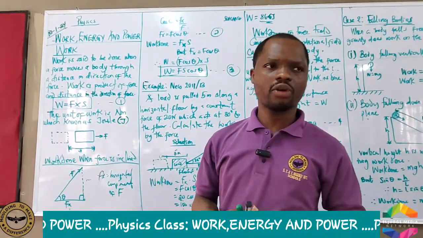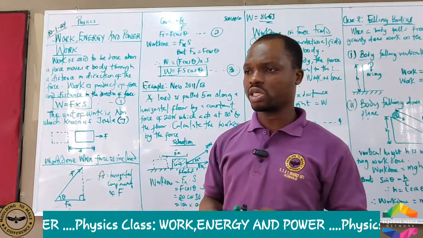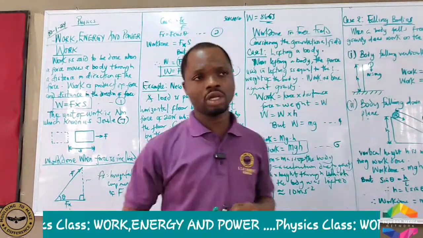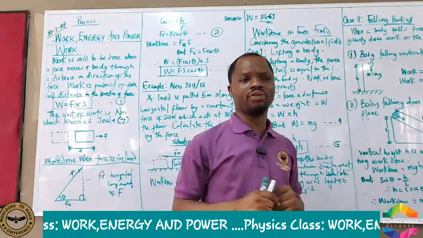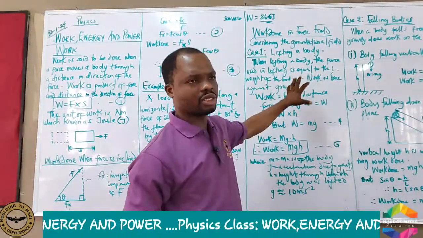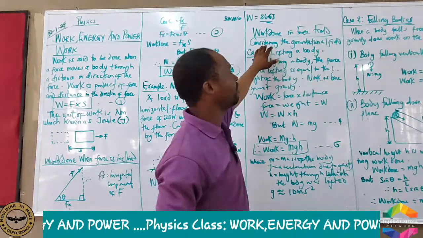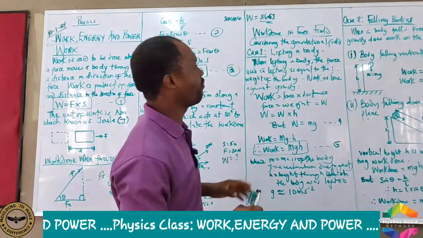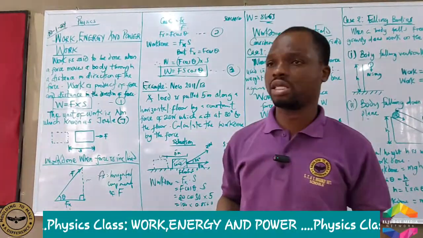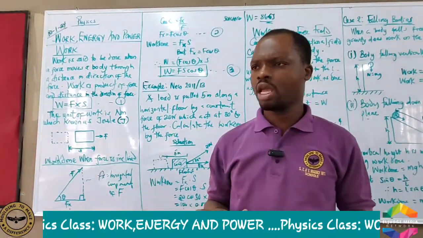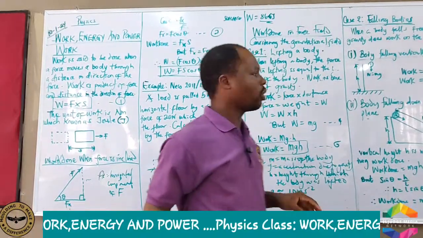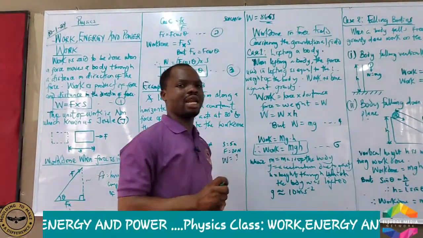We have three types of force field. We have the gravitational force field, the electrical force field or electrostatic force field, and we also have the magnetic force field. But we are not considering the other two now. For this class, we are considering the gravitational force field, the gravitational field. And we know that the gravitational field is a region of space around the mass of a body in which the influence of the gravitational force is felt. So for this case, let's look at lifting a body.